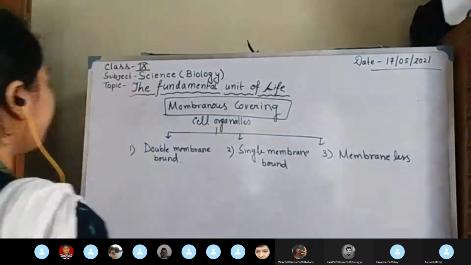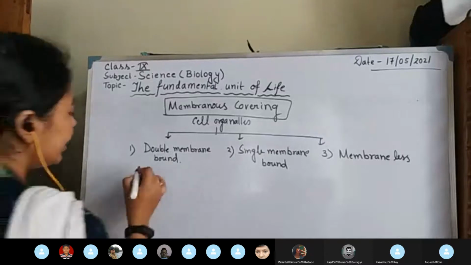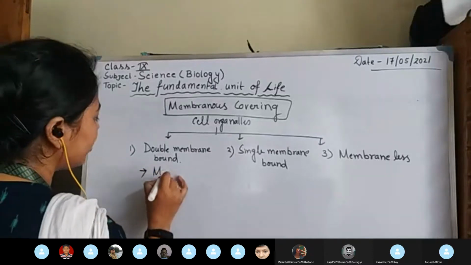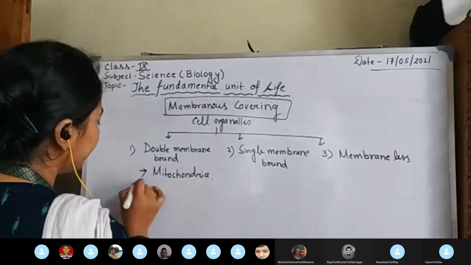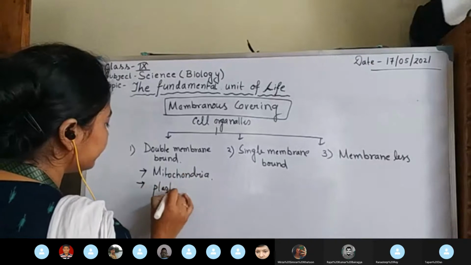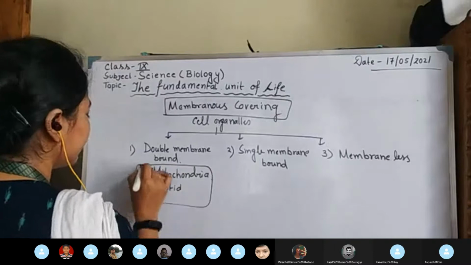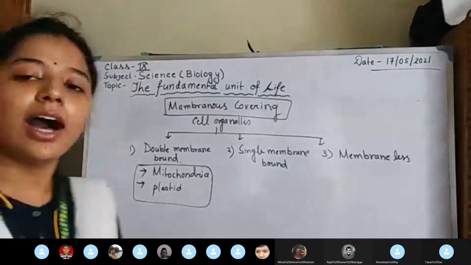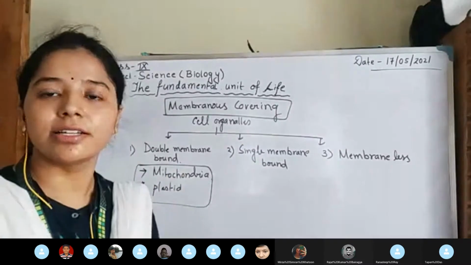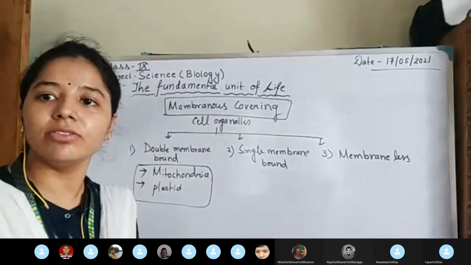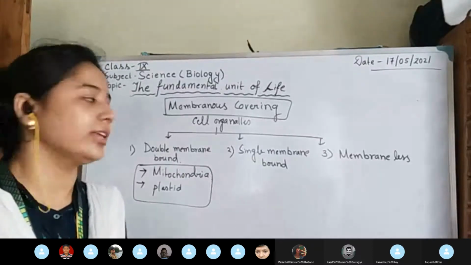Now, under double membrane bound cell organelles, we can see examples like mitochondria, then plastid. These two cell organelles are examples of double membrane bound cell organelles. Are you getting what I have told, students? Yes, ma'am. Okay, thank you.